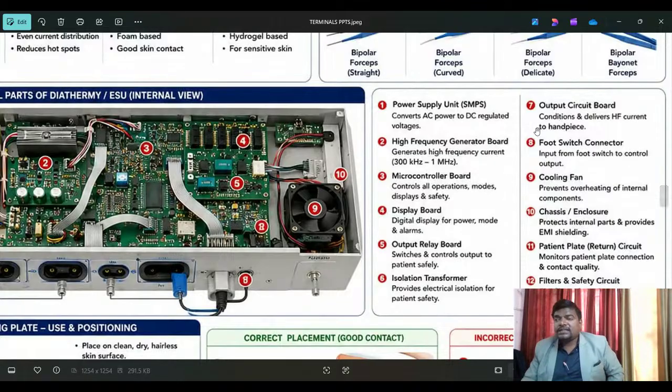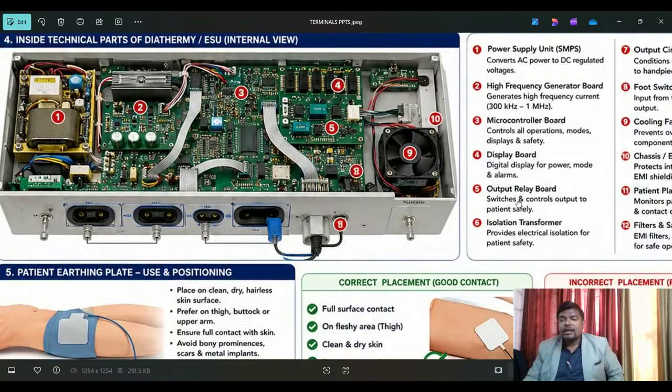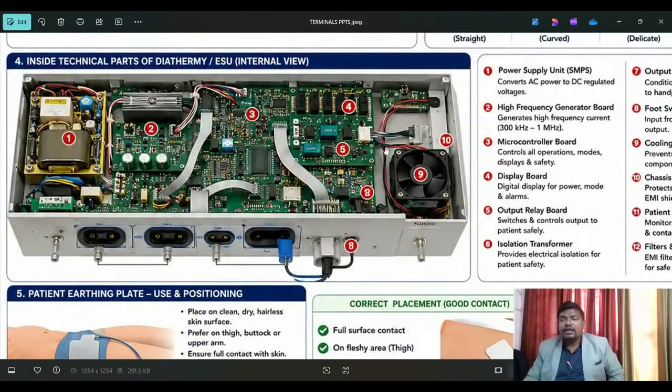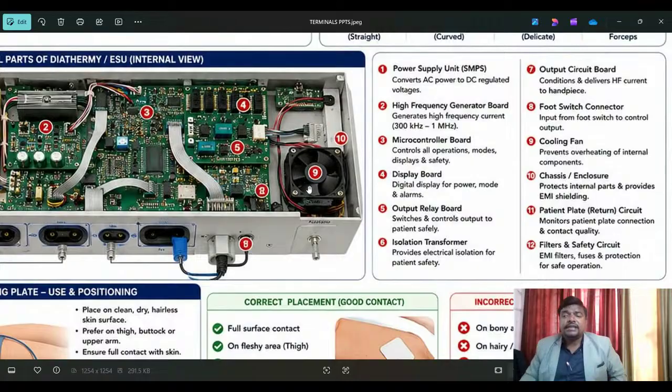Next, the foot switch connector inputs from the foot switch to control output. Next, the eighth one, see here. These are all the foot switch connections. See here, output. And next, the cooling fan. This is the cooling fan. It cools the complete unit. So you have to check whether it is working or not. We can check it using the multimeter, how much voltage is coming, based on the requirement of the fan. If it is not working, then like this, every component you have to find out, diagnose the issues, and then replace the required spares.